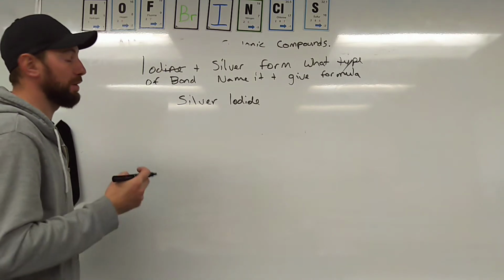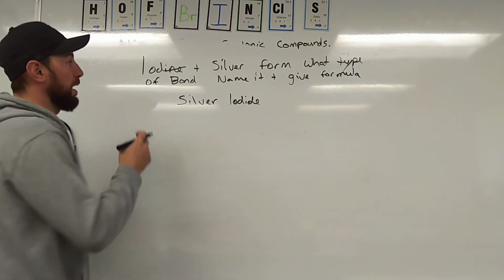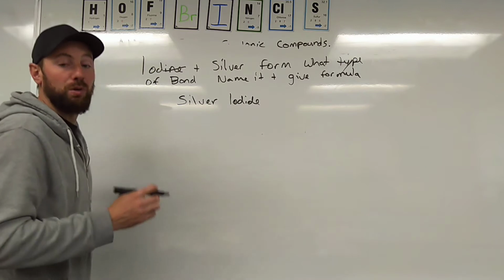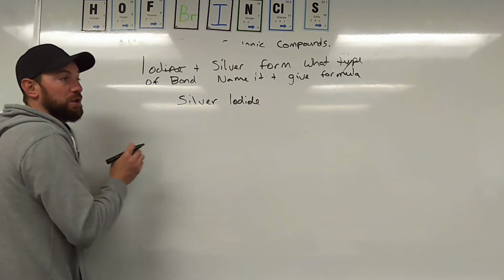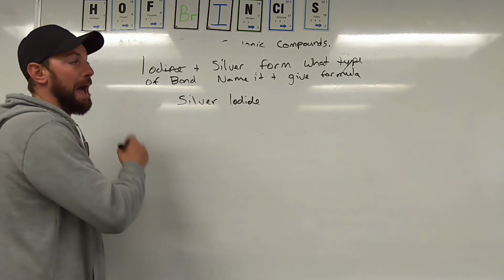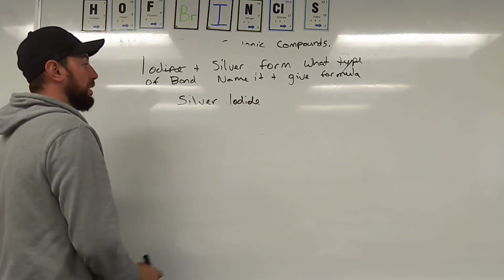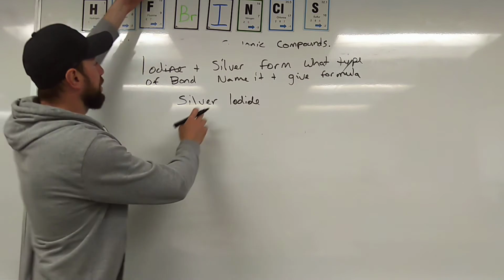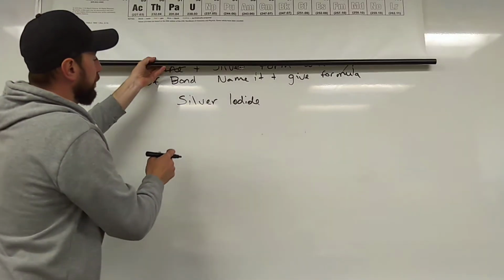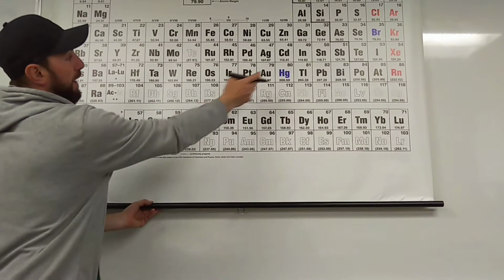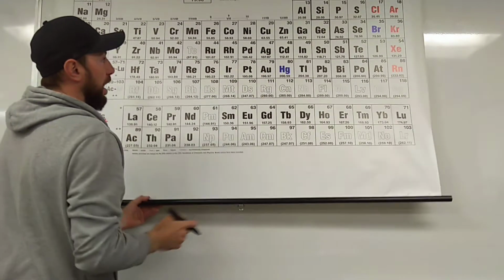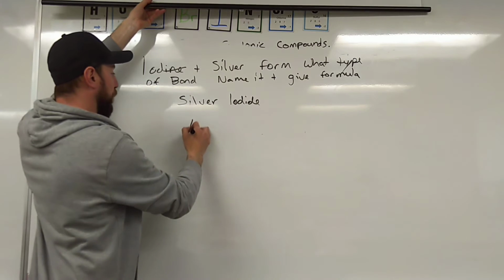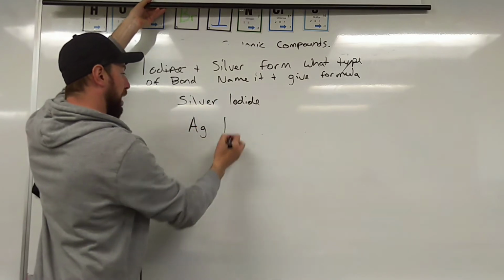Here's where it gets a little trickier. And this is where I recommend you print out or have a separate screen with the charges, because the charges are what's going to tell you how to write the formula. Okay? So the first thing you need to do is take silver and iodide, find them on the periodic table and write what they are. So Ag and I. Okay, that's step one. Ag and I.